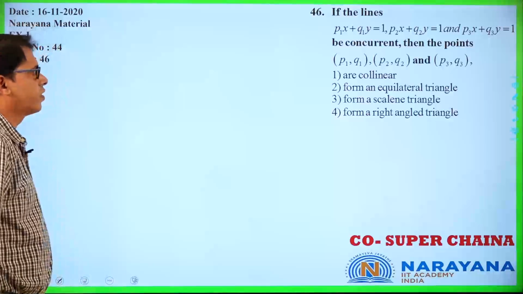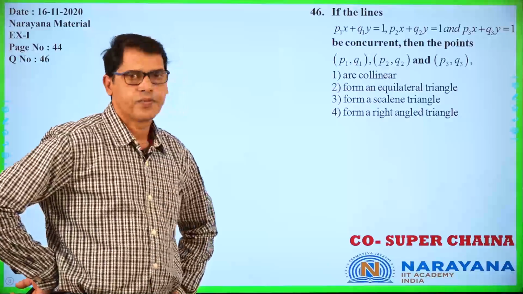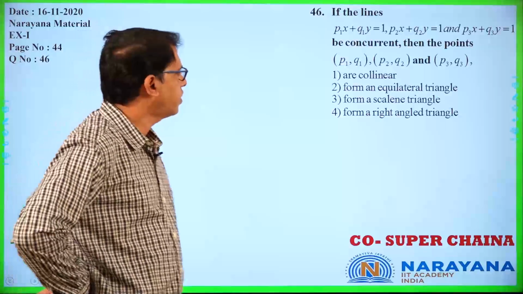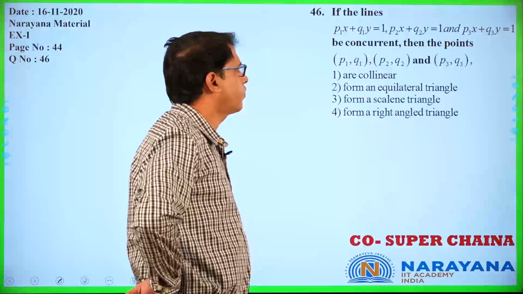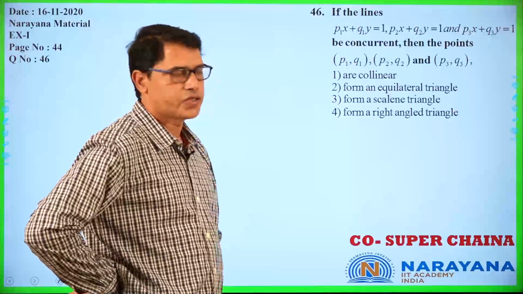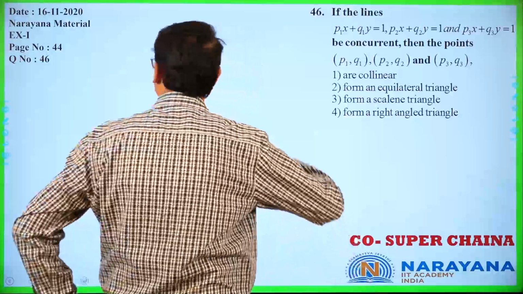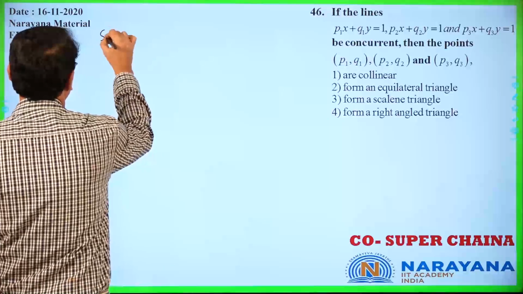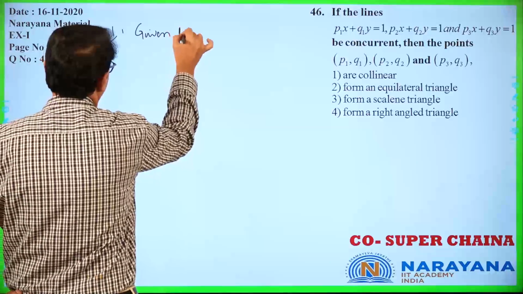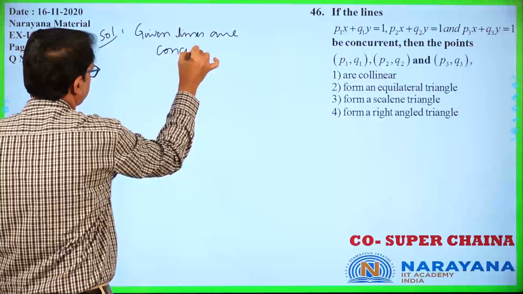See here, 3 lines. If the lines p1x plus q1y equals 1, the second one p2x plus q2y equals 1, and the third one p3x plus q3y equals 1. So 3 lines are again concurrent. Given lines are concurrent.